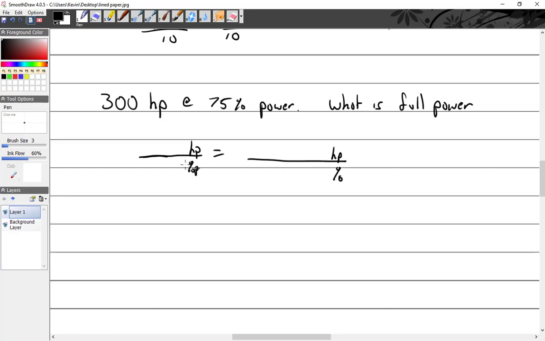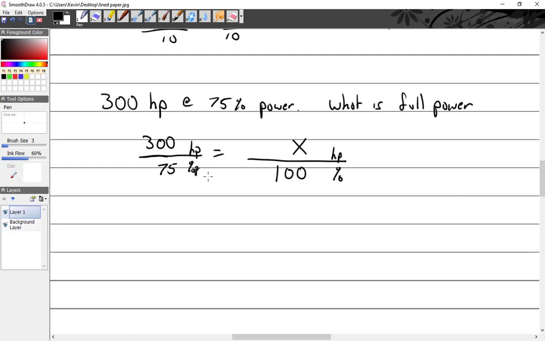What is horsepower here? 300. What is it here? 75%. I have a percent sign there. What is this line going to be then? That's X, what I want to find. Well, what's right here? I didn't give anything. 100. Okay. Now, I wrote this in percent.